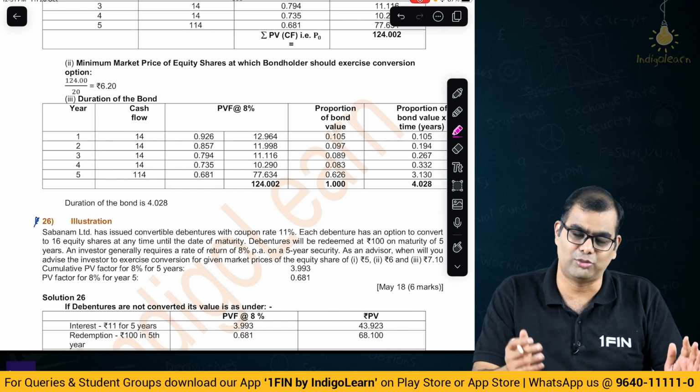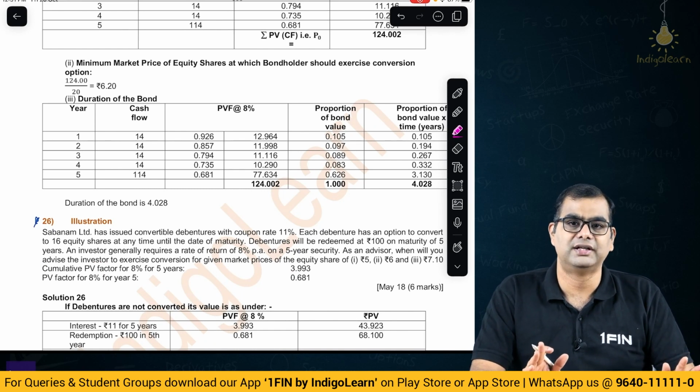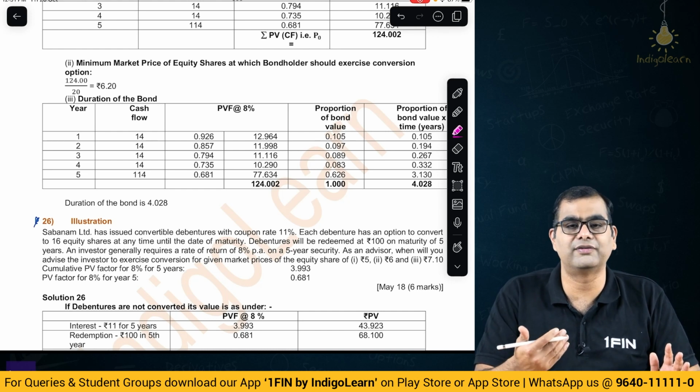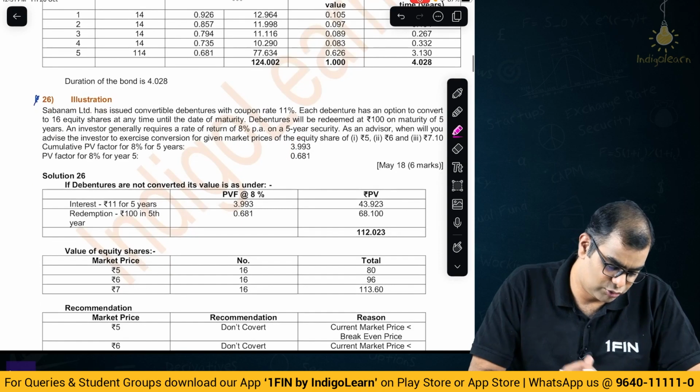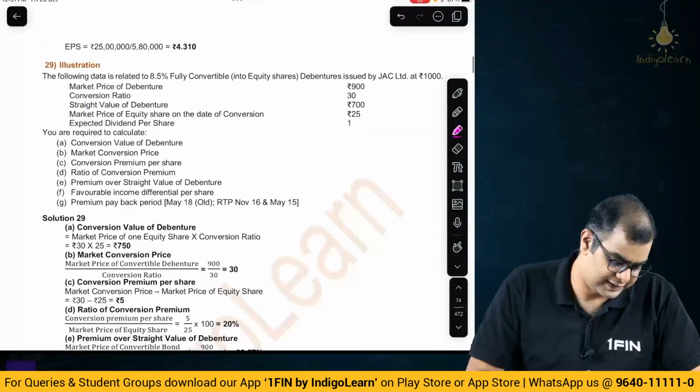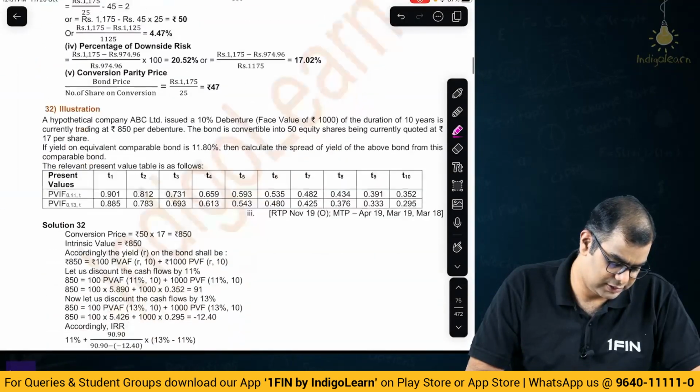The reason is very simple. Most of the students are confused with this. They don't know what is happening. So if you solve problems, the confusion will reduce. Anyway, let us move to the next one. This is a convertible debentures question. Let us ignore that. It is also fully convertible.